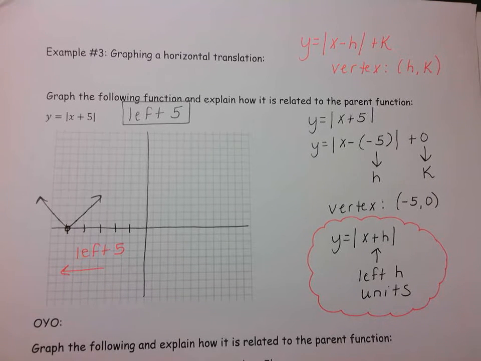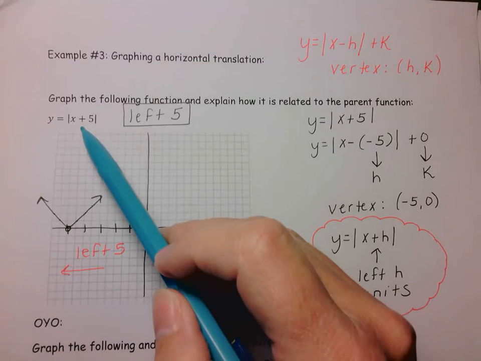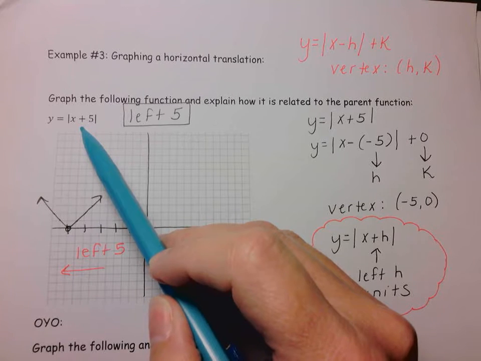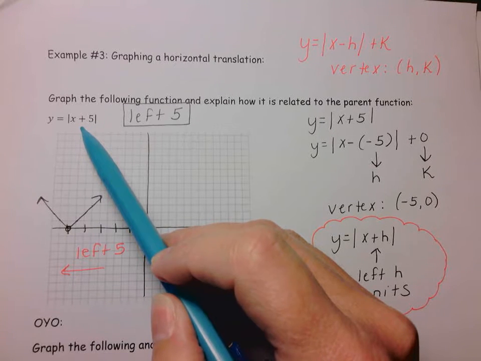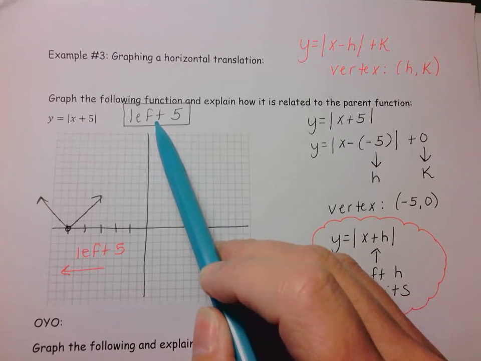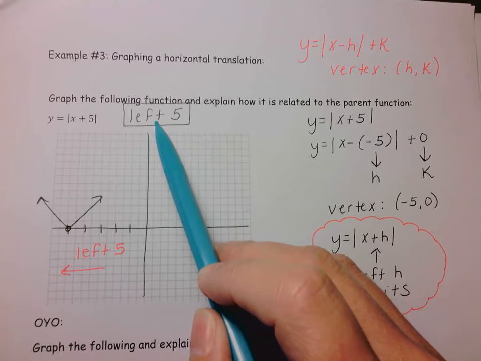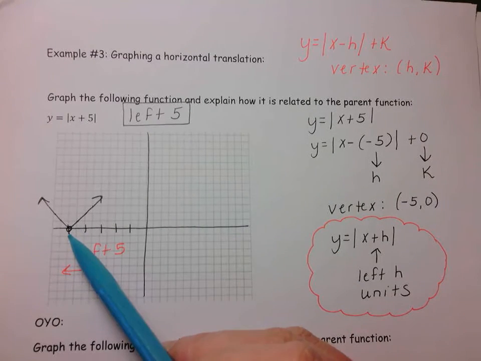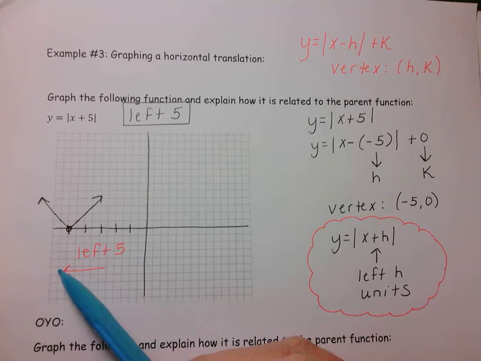So now we are going to talk about horizontal translations, and this is a little trickier, so pay attention. If I have x plus 5 inside the absolute value bars, I know that this has been shifted to the left 5 units. The vertex has been shifted to the left 5 units from the parent function. Well, how do I know that from looking at it?